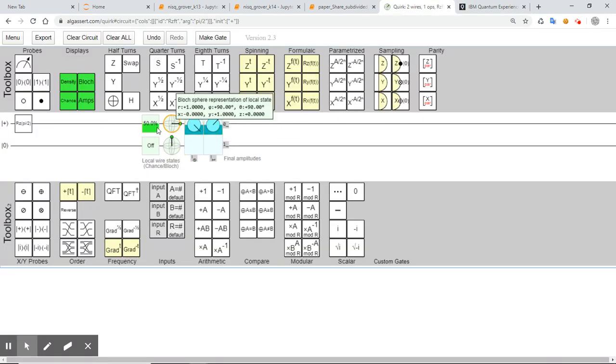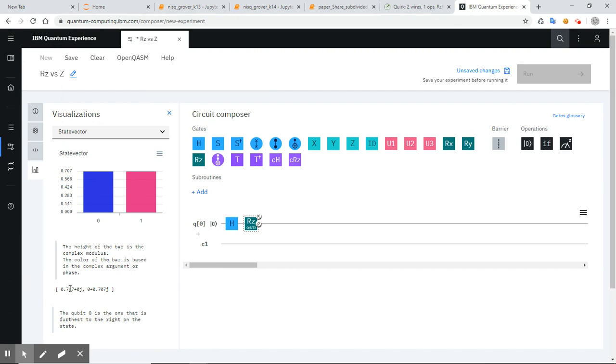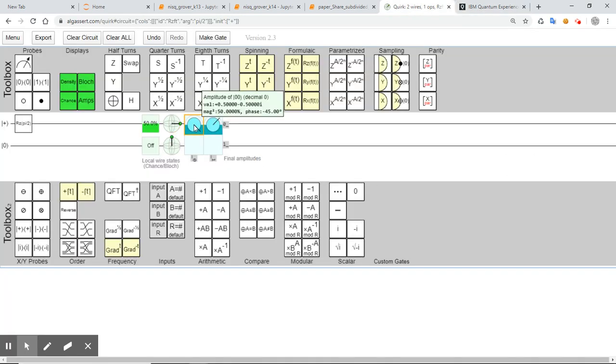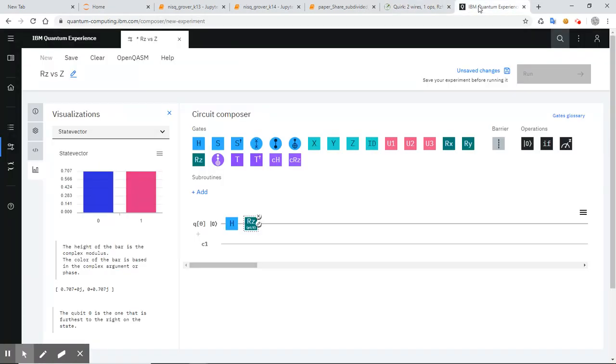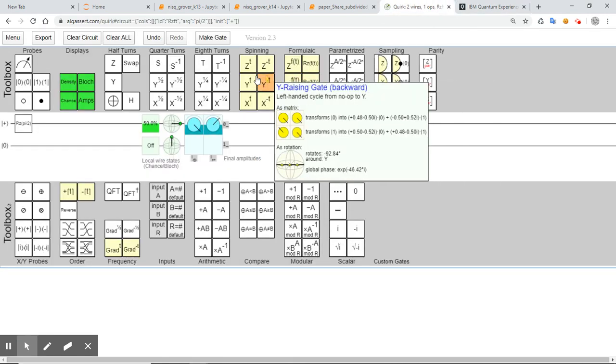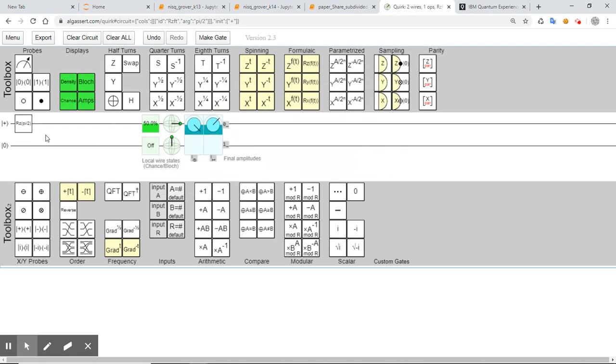And here we've got a state, so here we've got a, it's different really. That sucks. Pi divided by 2, okay? Pi divided by 2. This is RZ pi divided by 2, so this is definitely a different state. It's plus 0.5 minus 0.5 imaginary, plus 0.5 plus 0.5 imaginary. Okay.